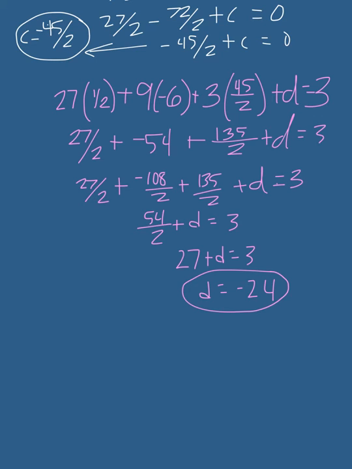And the actual function, if I was writing the whole function out, would be 1/2 x cubed minus 6x squared plus 45 over 2 x minus 24. That would be the actual function.